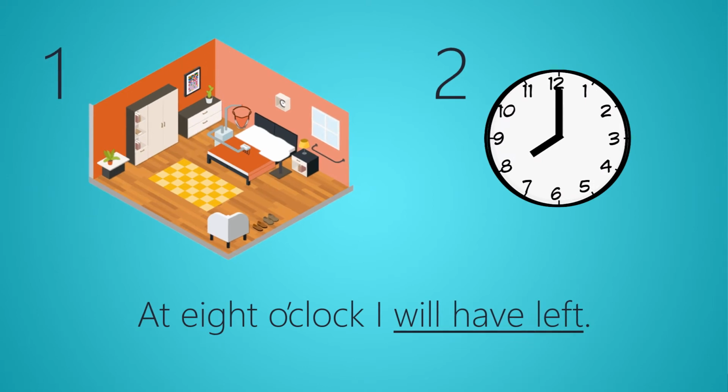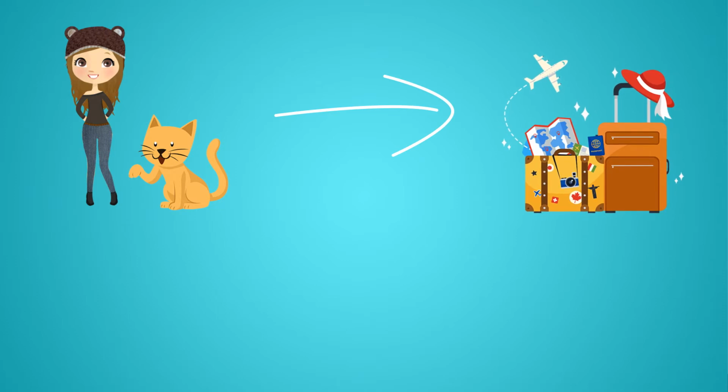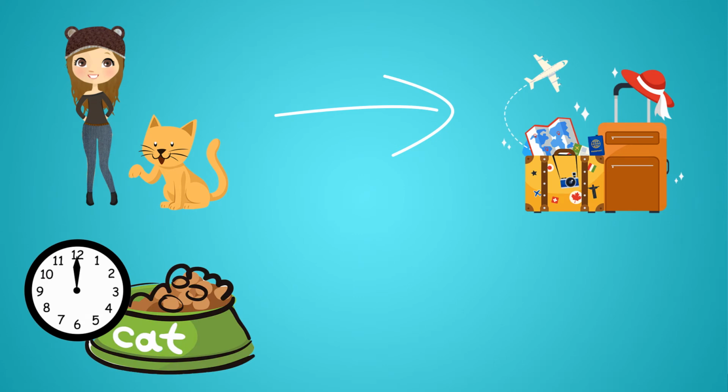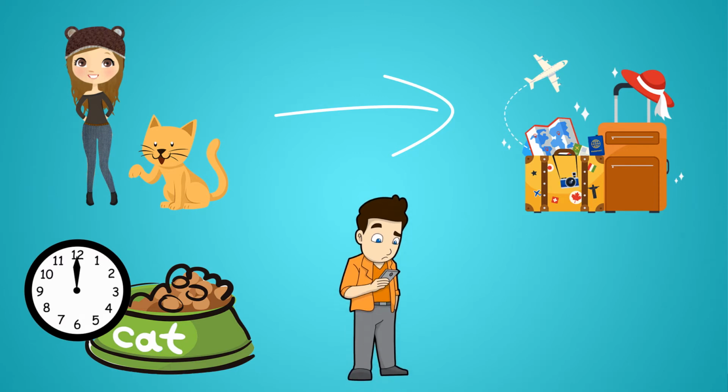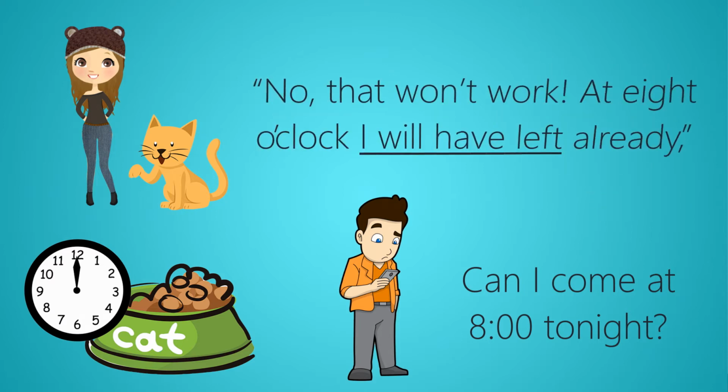The future perfect tense is for talking about an action that will be completed between now and some point in the future. Imagine that your friend Linda asks you to take care of her cat for a few days while she goes on a trip. She wants you to come over today at noon so she can show you where to find the cat food and how to mash it up in the bowl just right so that Fluffy will decide to eat it. But you're busy this afternoon, so you ask Linda if you can come at 8 o'clock tonight instead. No, that won't work. At 8 o'clock, I will have left already, she says.